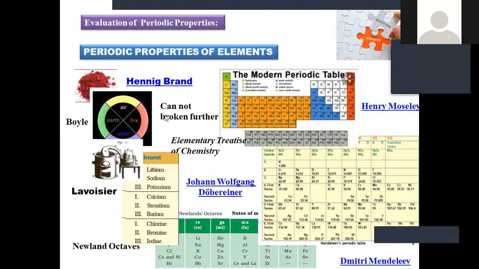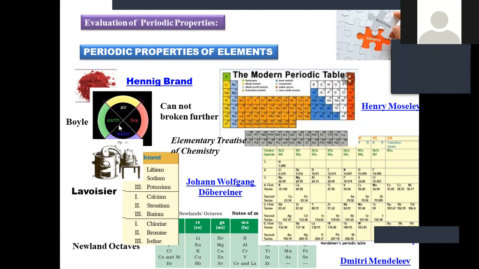At the time of Robert Boyle, what he felt is that whatever element you take, for example hydrogen, oxygen, or carbon, that kind of element may not be further broken. Breaking of those elements is not possible. Elementary Treatise of Chemistry, that is the book that was given by him.